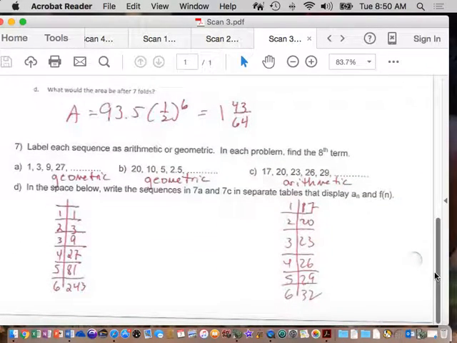And lastly, geometric arithmetic sequences. Any questions about those? All right.